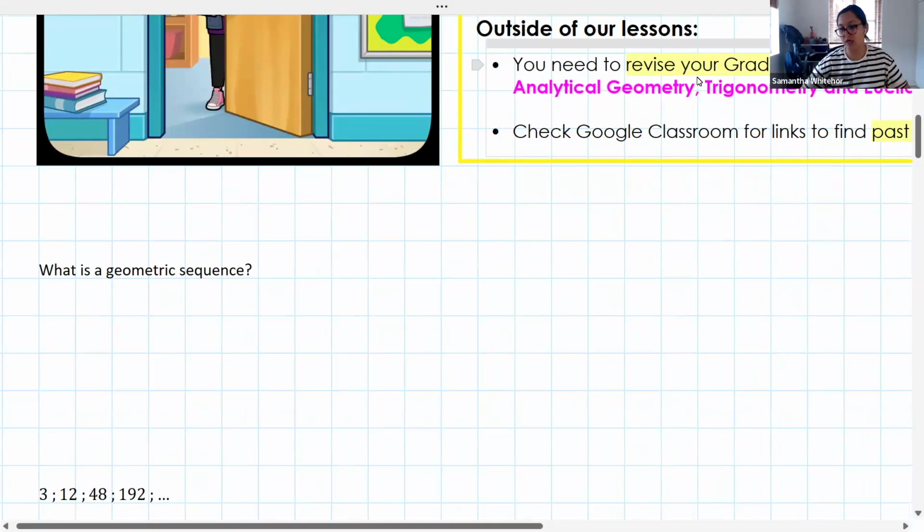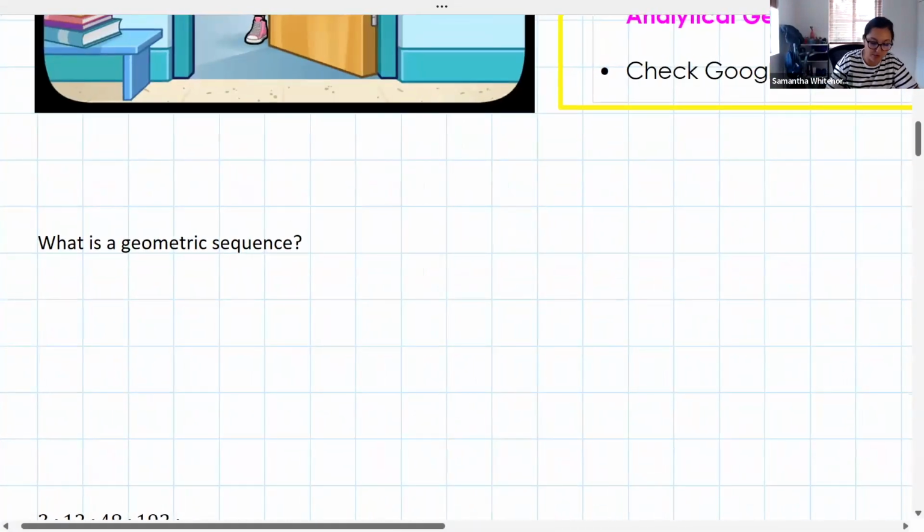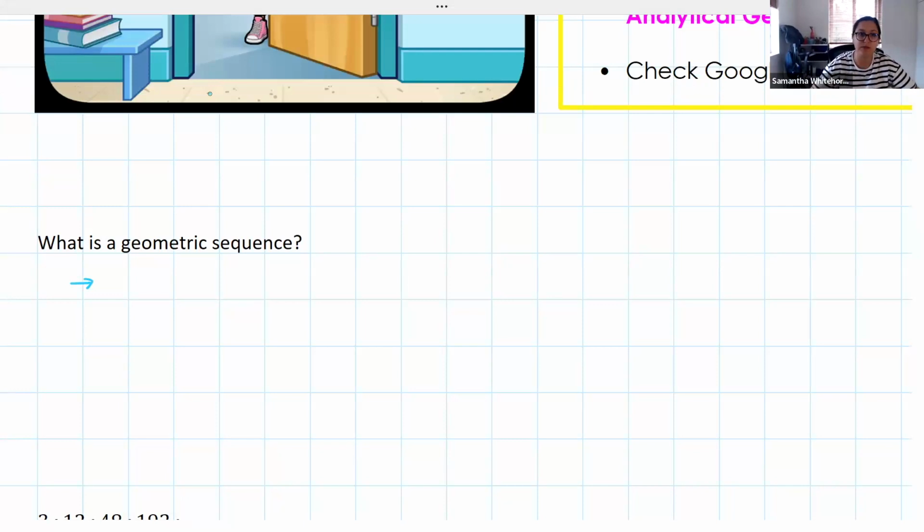You can tell me what characterizes a geometric sequence. How do I know that I'm working with a geometric sequence? What are its characteristics? And again, you are more than welcome to unmute yourselves because we are a relatively small group. But what is a geometric sequence? Anyone?